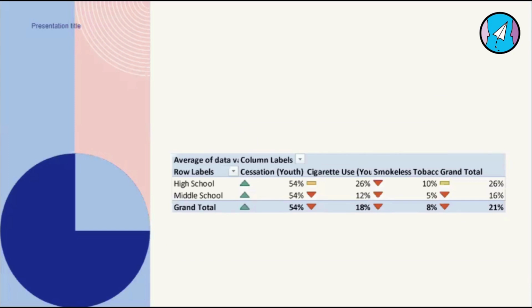Here we have the data value about the cessation, the cigarette use and the smokeless tobacco. So we can find here the average of the data value, the percentage, whether it's high or low. We can find that in high school the cessation is getting popular and the cigarette use is getting lower.